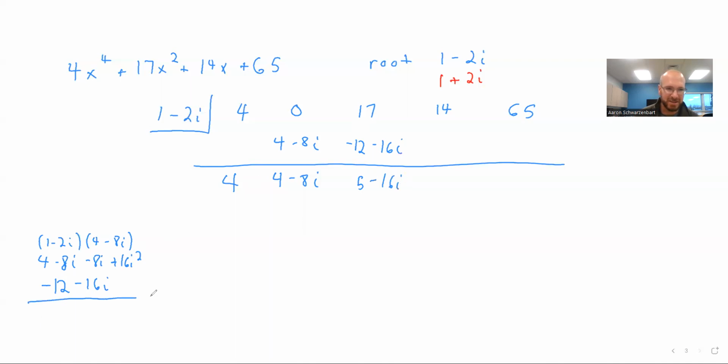I now get to do this multiplication again. 1 minus 2i times 5 minus 16i. So I get 5, negative 16i is outside, negative 10i is inside, 32i squared is outside. So that's negative 32 plus 5 is negative 27 minus 26i. Again, add the real parts. 14 and negative 27 is negative 13.